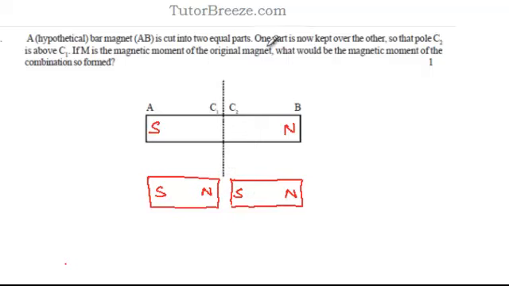Now, if we place them in such a way that C1 and C2 overlap, in that case, the North Pole and the South Pole will neutralize each other. So, the magnetic moment of the combination formed will be 0.